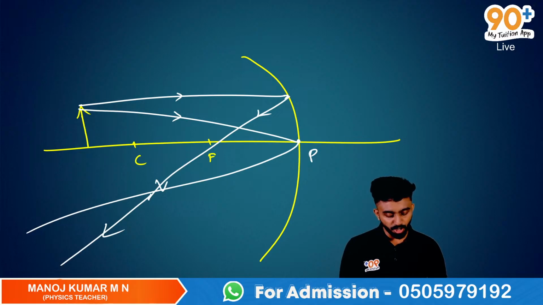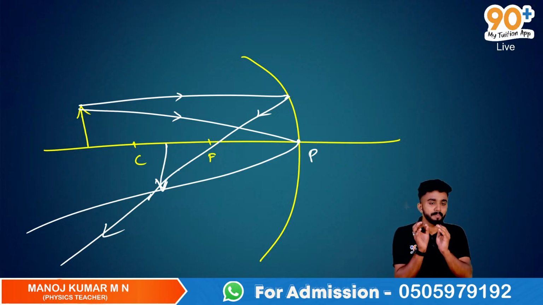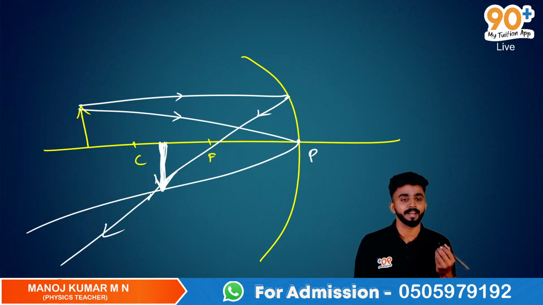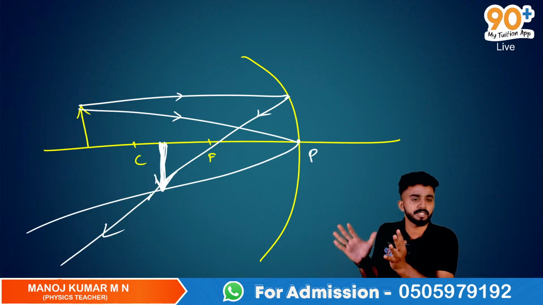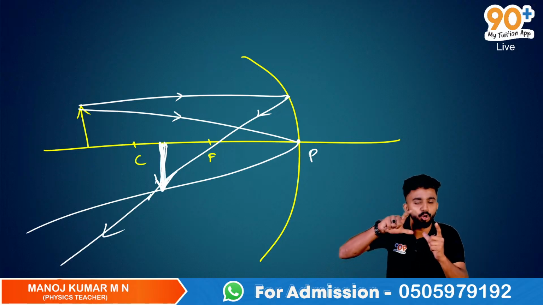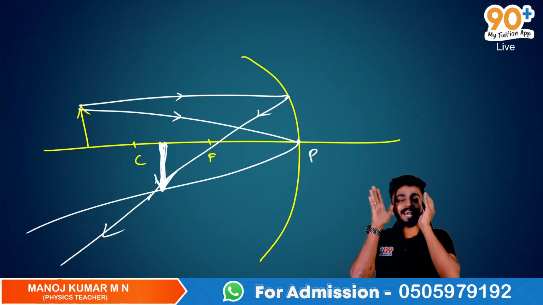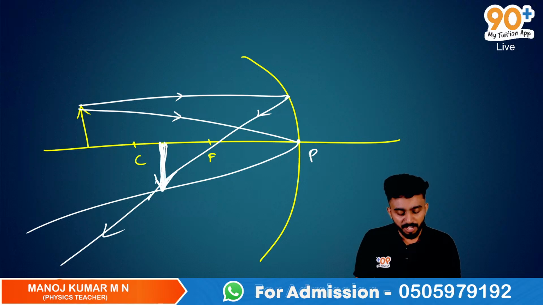Since I'm drawing it freehand, it is moving a little bit. If you draw it with proper measurement and scale, the exact image will be formed between C and F, and you will get an inverted image over there. Since I'm drawing it freehand, the position is changing a little bit. So when you draw a perfect diagram with a ruler, you will get the image exactly in between C and F if we're keeping the object beyond C.